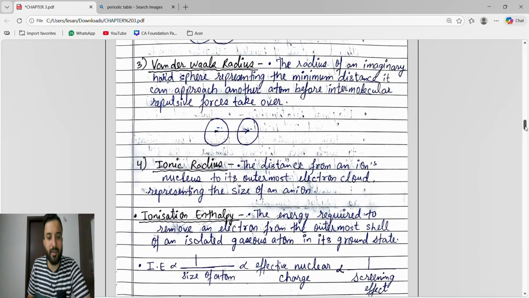Ionic radius, guys, is very easy. It is the distance from the ion's nucleus to its outermost electron. Suppose this is the ion, and this is the outermost electron cloud. So this is the ionic radius. The radius of the ion is the ionic radius.